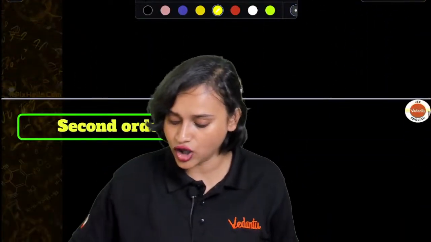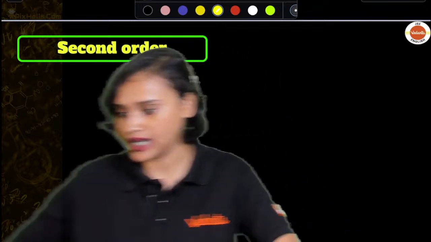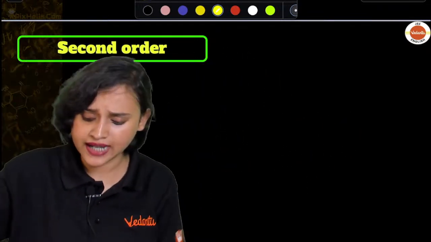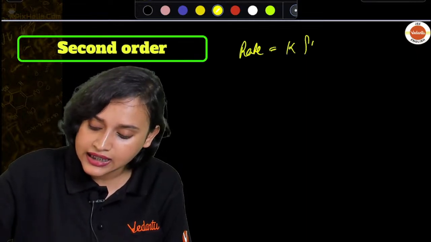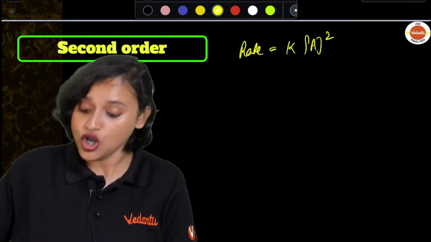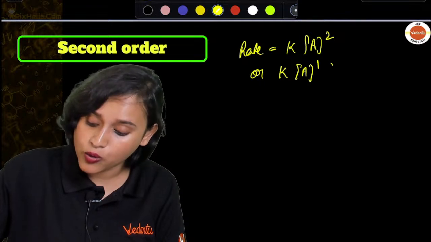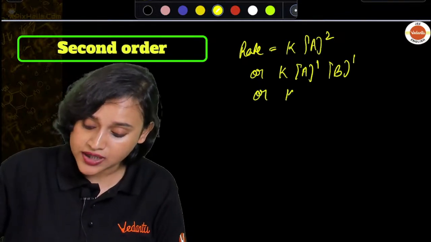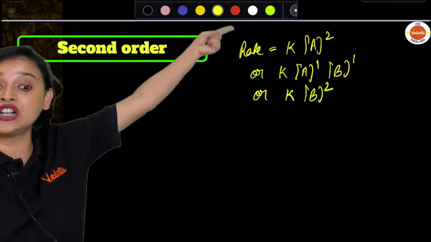Let us go to the second order now. In second order, what can be possible, guys? For second order, my dear students, my rate can be K A to the power 2, or I can have K A to the power 1 and B to the power 1. Or there is a possibility that it is K B to the power 2. Very similar to the first order.